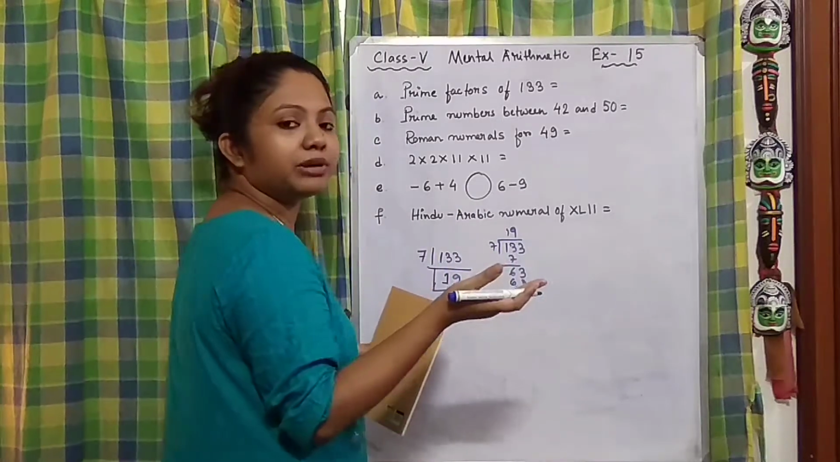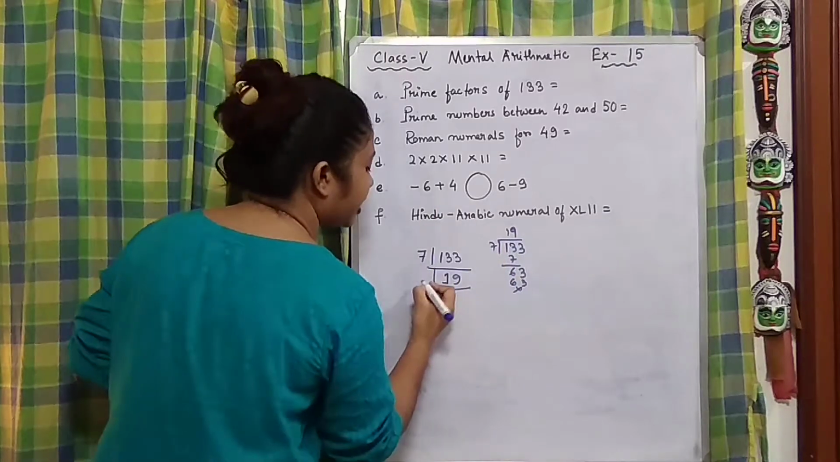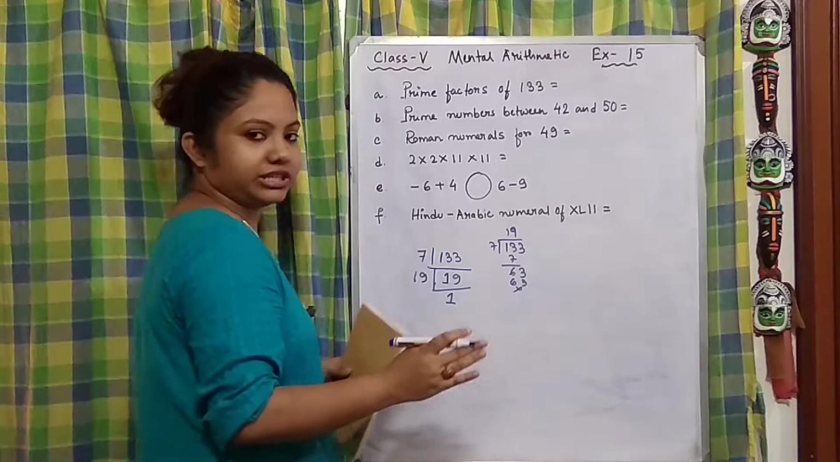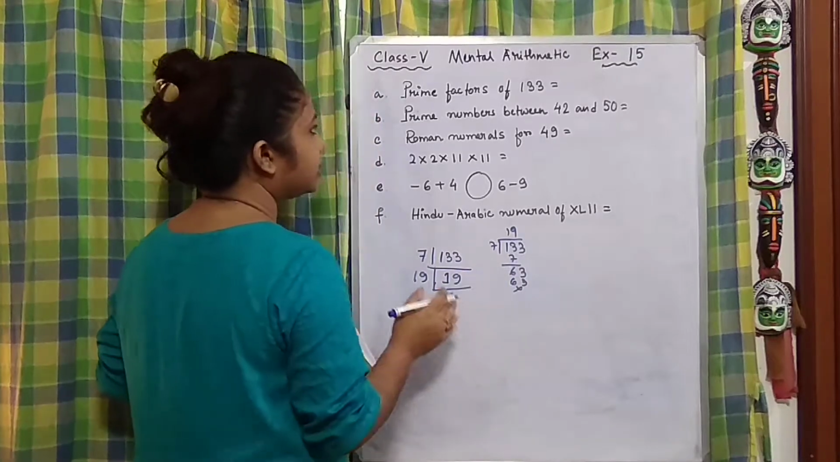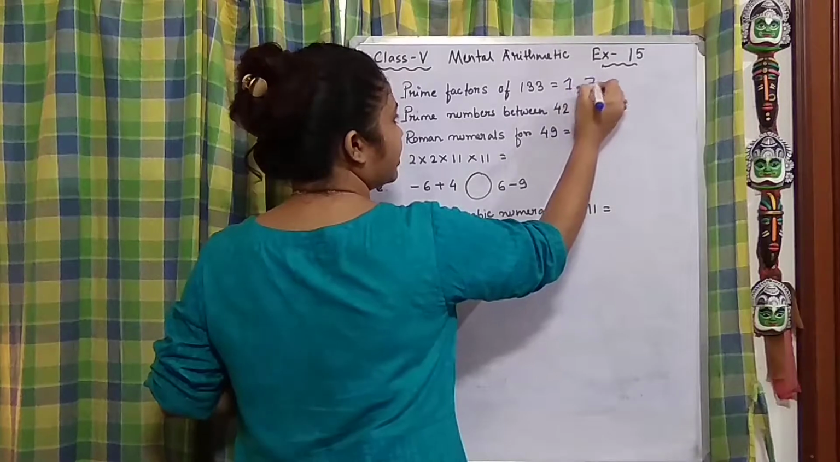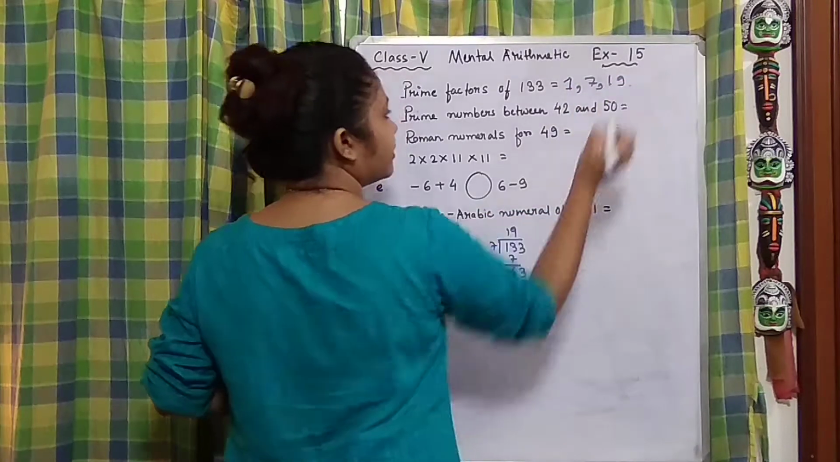Now 19 can be divided by what? It can only be divided by itself and 1. So what are the prime factors? Prime factors are 1, 7 and 19 itself.